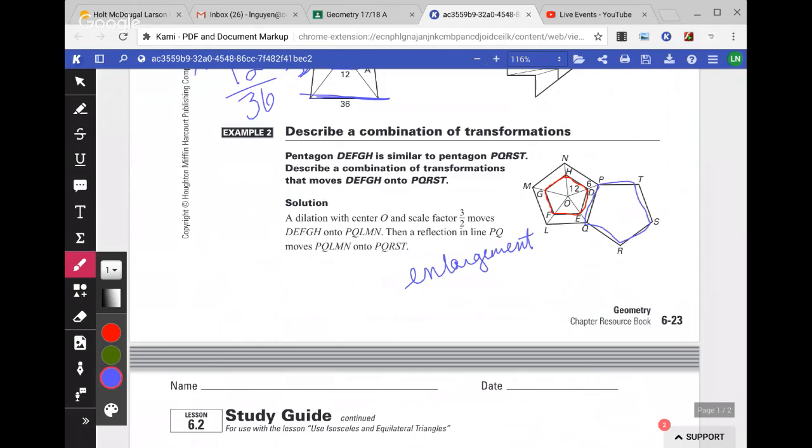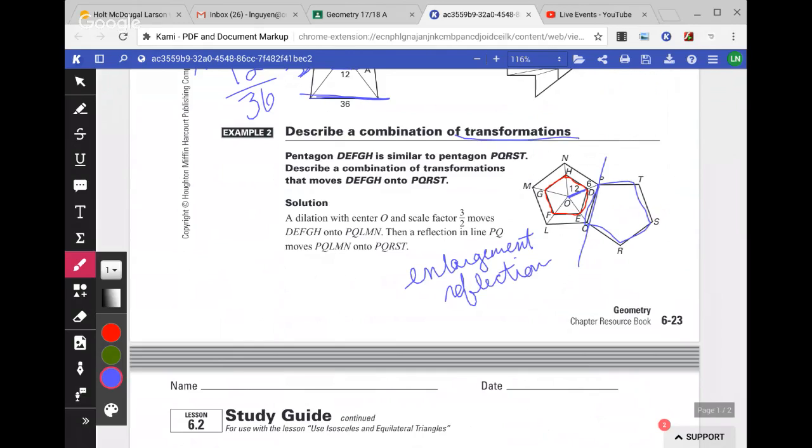And this one, they're adding in another transformation because it's a combo. So you can see that it flipped over this line as well. So that's a reflection. Okay, we've done that a couple of times now. But for the scale factor, the smaller the red, D, E, F, G, H, the length inside that shape here that we know is 12.